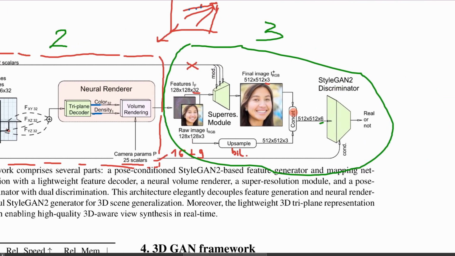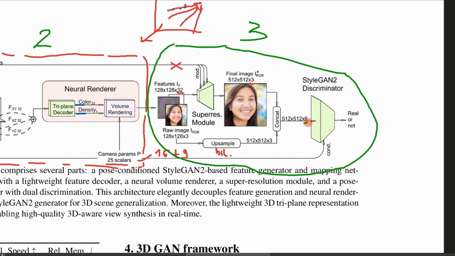And what happens now is they concatenate the upsampled image and the image that was passed through the super resolution module, and then they pass it into this StyleGAN2 version of the discriminator, which is your classical GAN loss. You're trying to figure out whether the image is real or not real, because you have some dataset of real images that's going to help you figure out this fact, whether it's real or not.